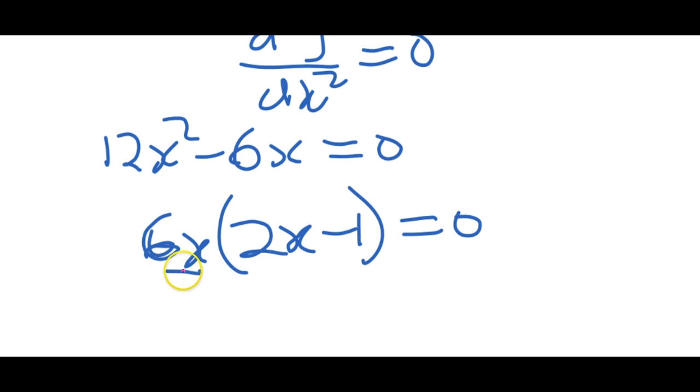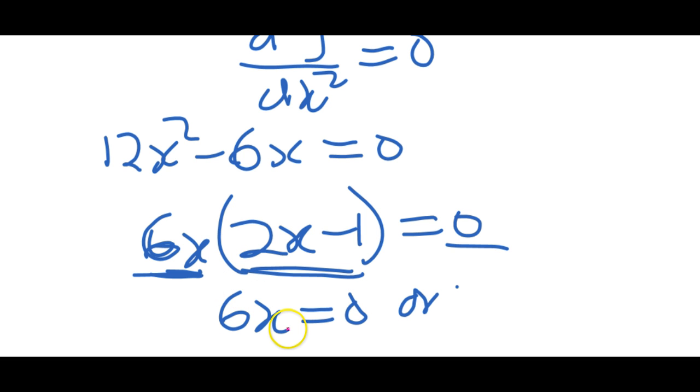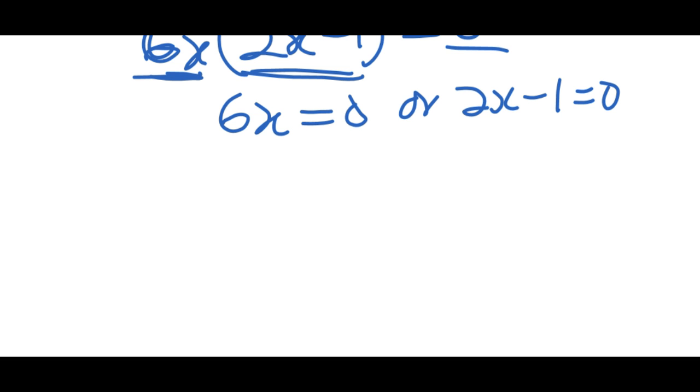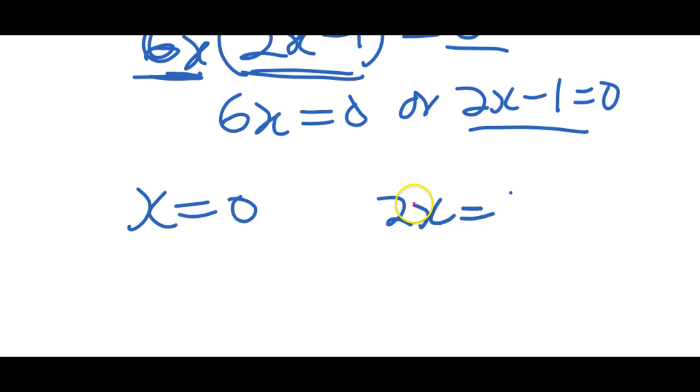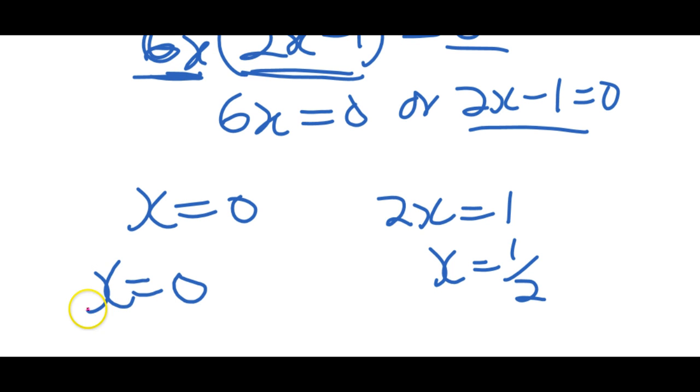So this times this is equal to 0 means that either this is 0 or that is 0. And so we can say 6x equals 0 or 2x less 1 equals 0. So if it is 6x that is equal to 0, then our x will be equal to 0. Or if this is equal to 0, then we can say 2x equals 1 and then x is equal to half. And so the values of x for which d squared y over dx squared is 0 will be x equals 0 or x equals half.